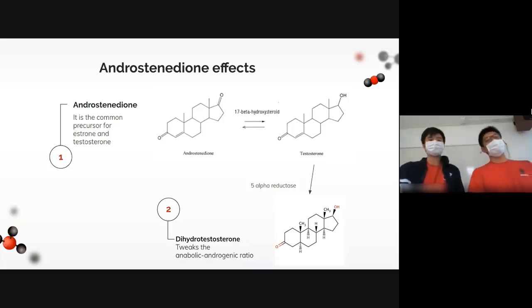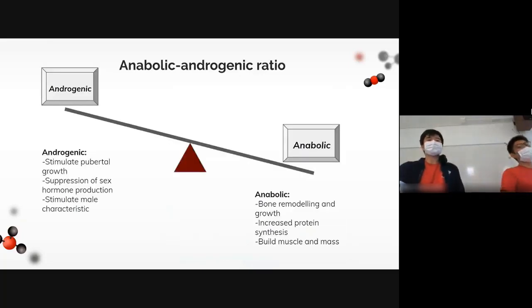Actually, this is something called the anabolic androgenic ratio. It's quite important when we consider drugs that you want to take. The anabolic androgenic ratio is a ratio that tells you how good a drug is compared to its negative side effects. Anabolic effects include muscle synthesis and bone remodeling. In short, it's all the good points of these kinds of drugs. But the androgenic effects are the stuff that messes with your endocrine system and your hormonal system.